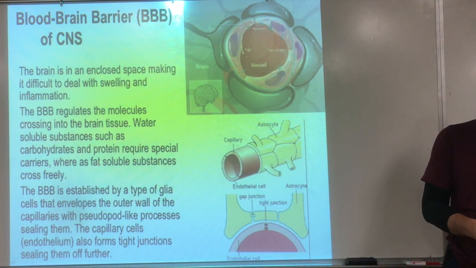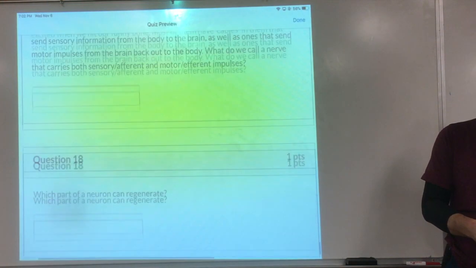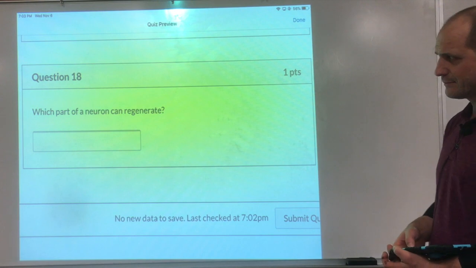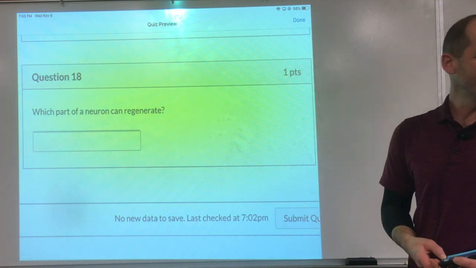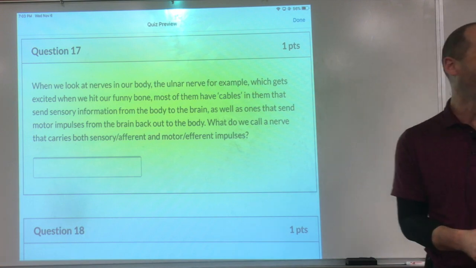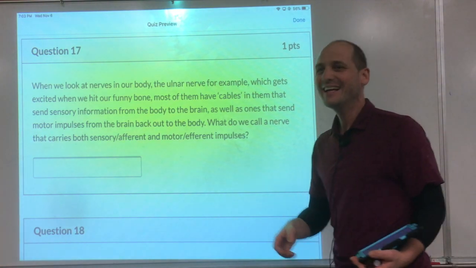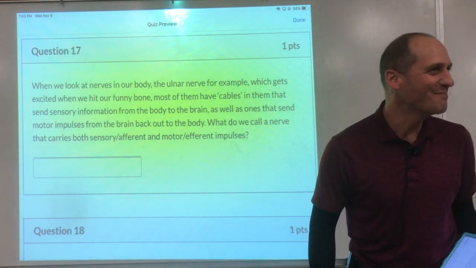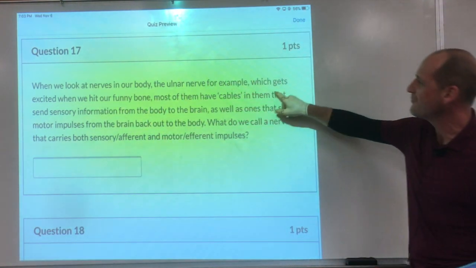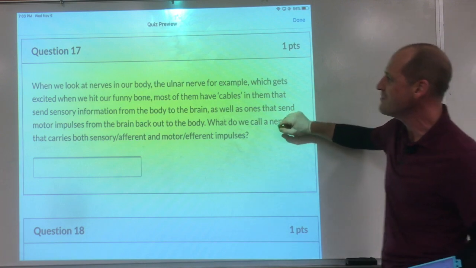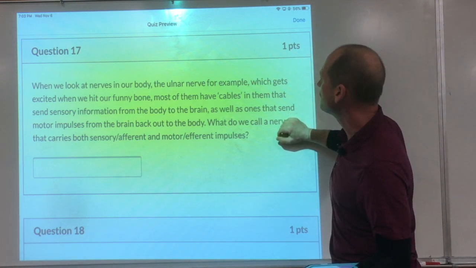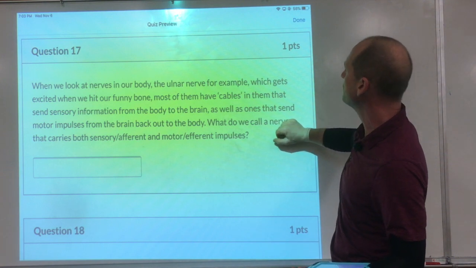Good. And then last but not least, which part of the neuron can regenerate? Did I get that right? 17. Oh, look at that. I want to be finished. I get too many wrong. This one's wrong too. Oh, that's why I'm jumping over it. When we look at nerves in our body, the ulnar nerve, for example, which gets excited when we hit the funny bone, most of them have cables. This is a bad sentence. I'll work on that.